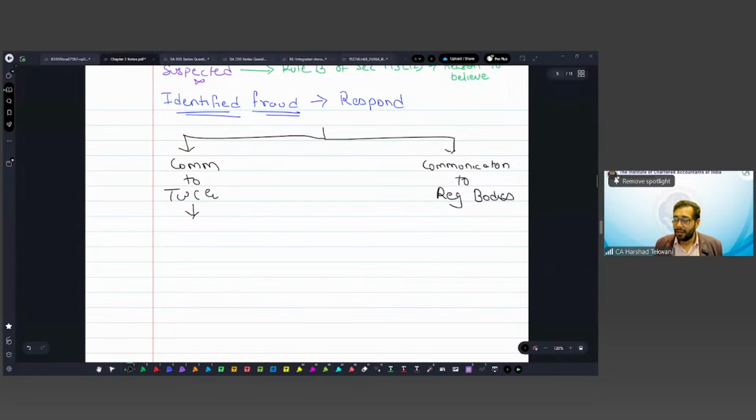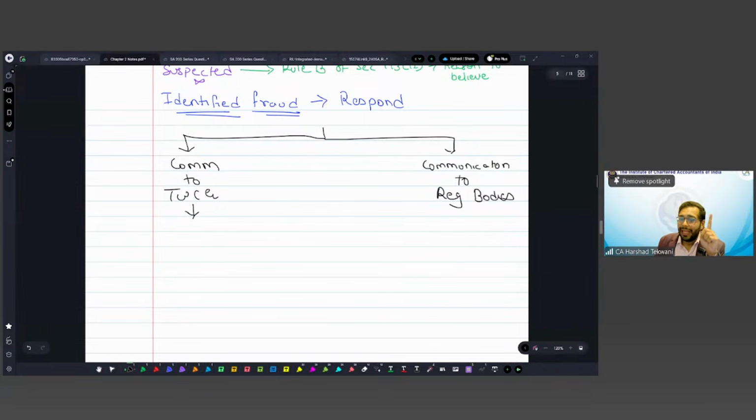We will wait for 45 days. If no response is received, we need to report to the central government. So you seek their response. You intimate them, okay, management, I have identified fraud. What do you have to say about it?